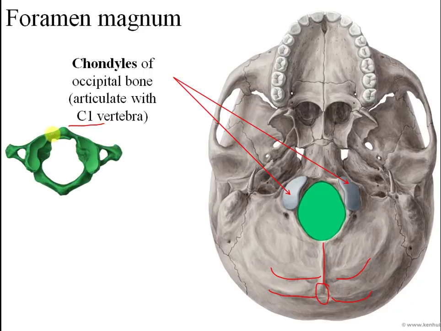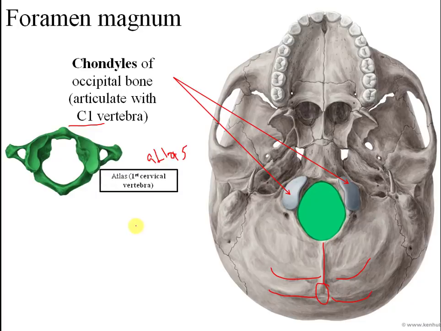The first cervical vertebra is atypical vertebra. The other name for this vertebra is atlas. As you can see, it's atypical, it has transverse processes, it has no spinous process, and it has these two lateral parts to articulate with the condyles of occipital bone.